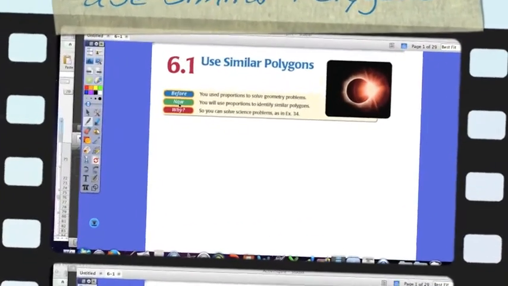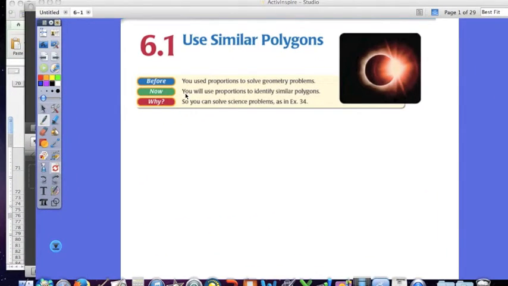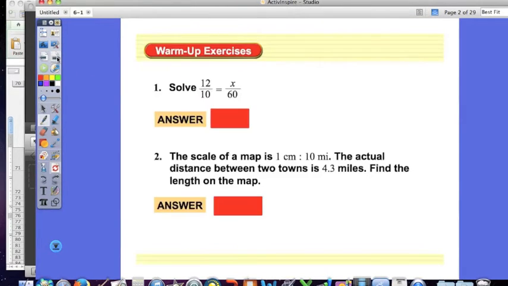We are going to rely a lot in this lesson and in this chapter on using proportions. So first of all, we need to do a warm-up exercise, and we need to remember how to solve proportions. We cross multiply. So 10 times x is 10x, and 12 times 60 is 720. When I divide both sides by 10, I get x equals 72.